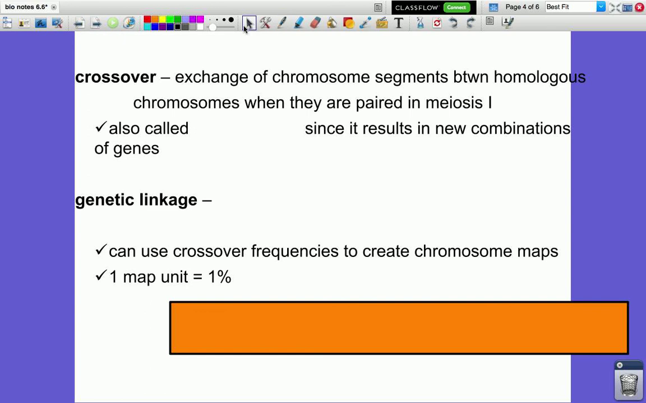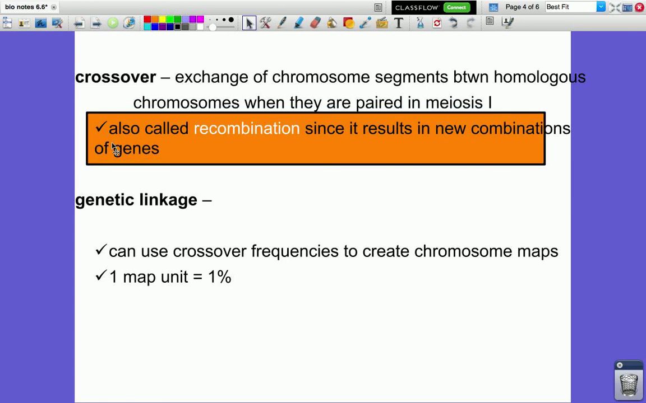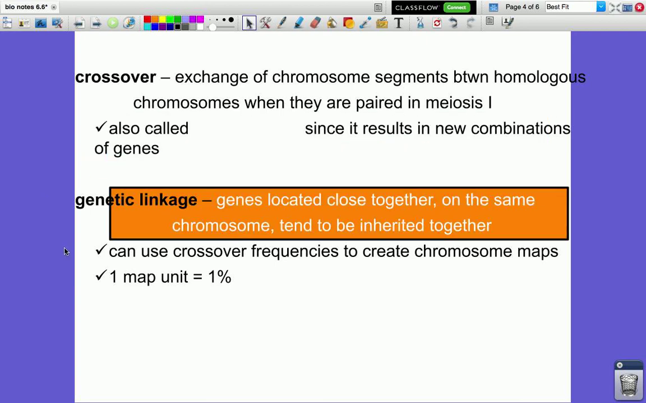So crossover again leads to more genetic variation because you have these new combinations. It's called recombination sometimes because you get these new combinations of genes that result from pieces of DNA flip-flopping back and forth from one homologous chromosome to another. This is going to lead us into our next thing, genetic linkage, in which genes located close together on the same chromosome tend to be inherited together.